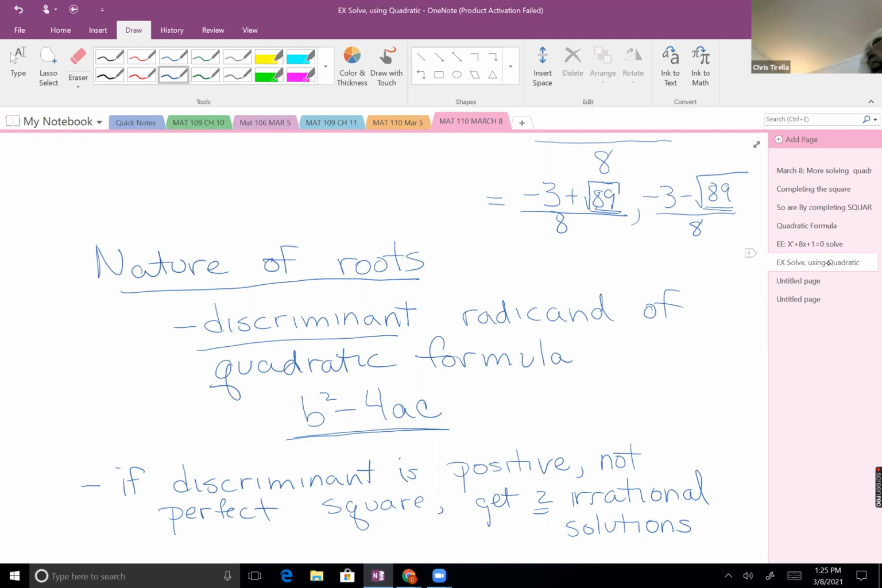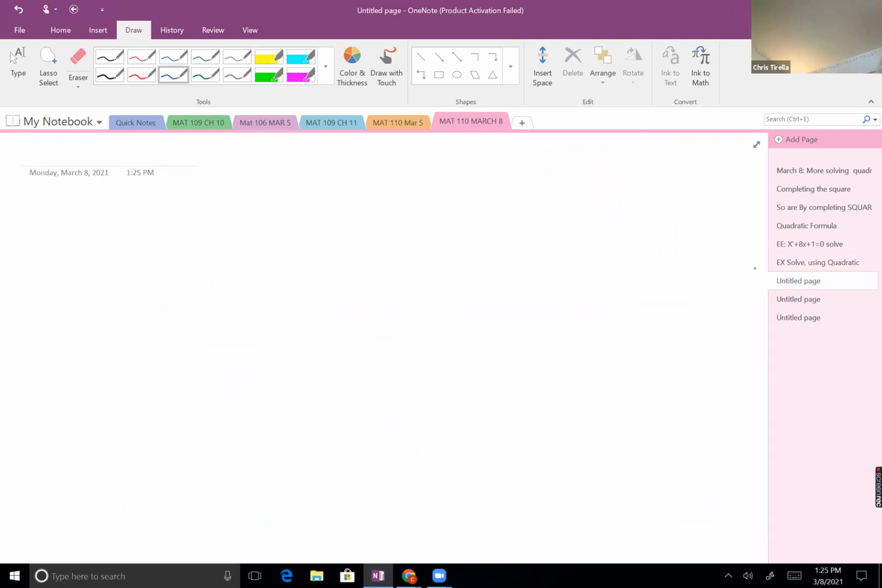Let's look at a couple other examples and see if we can figure out what else the discriminant can tell us. Let's look at, for example, let's solve using the quadratic formula. Oh my, sorry about that, guys. Using the quadratic formula.